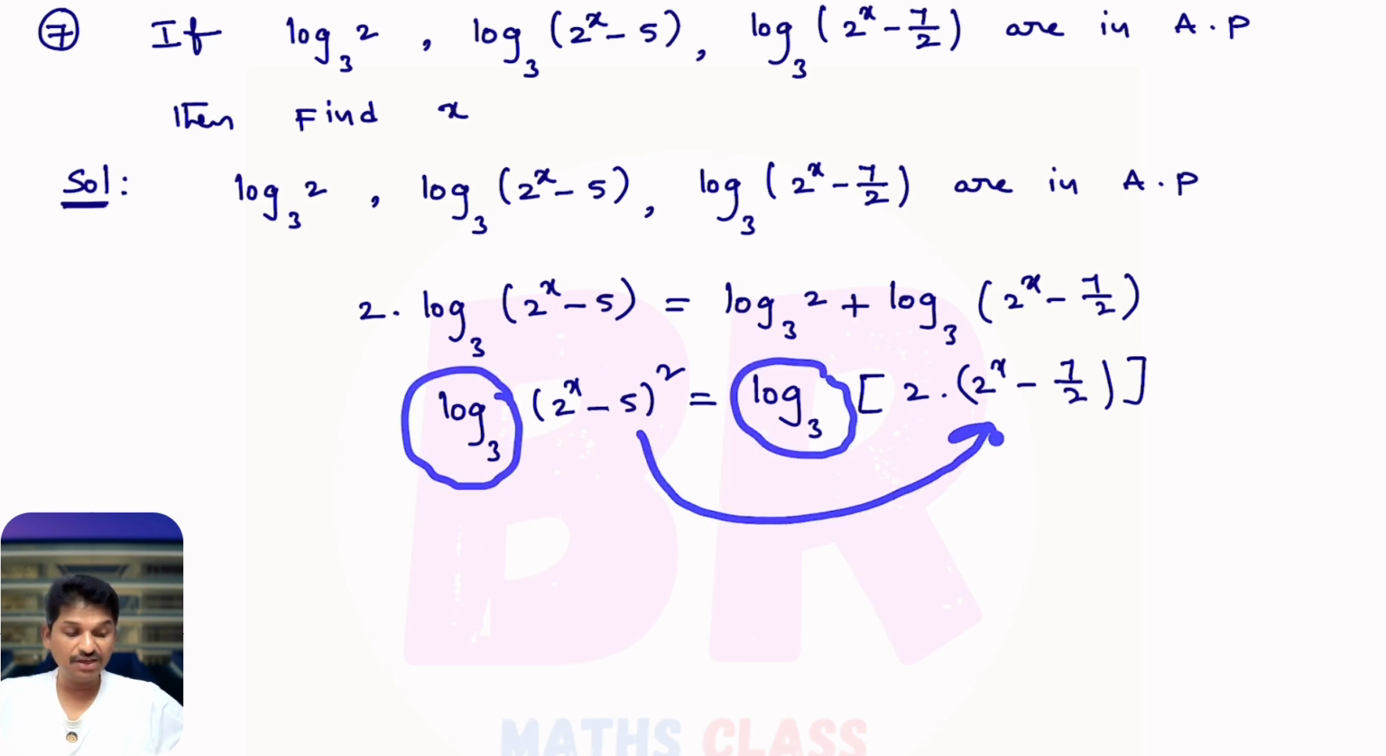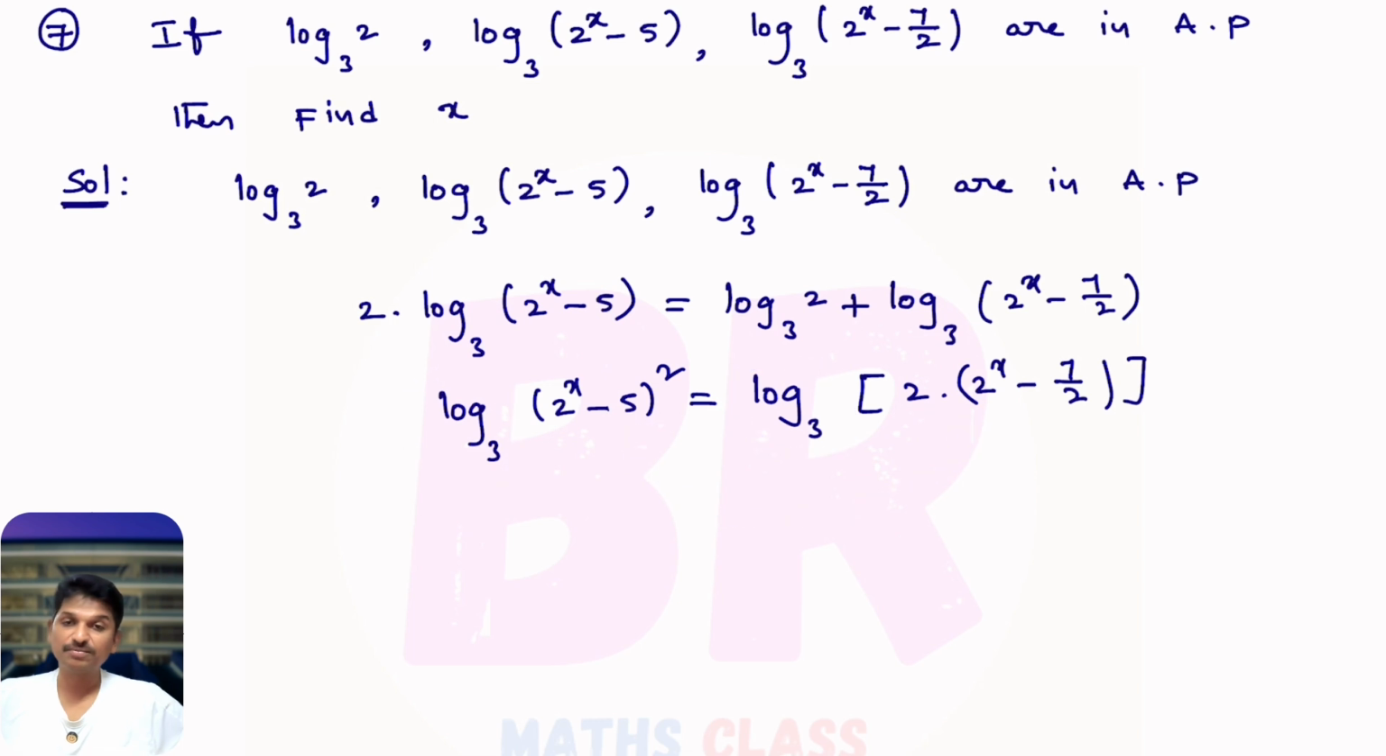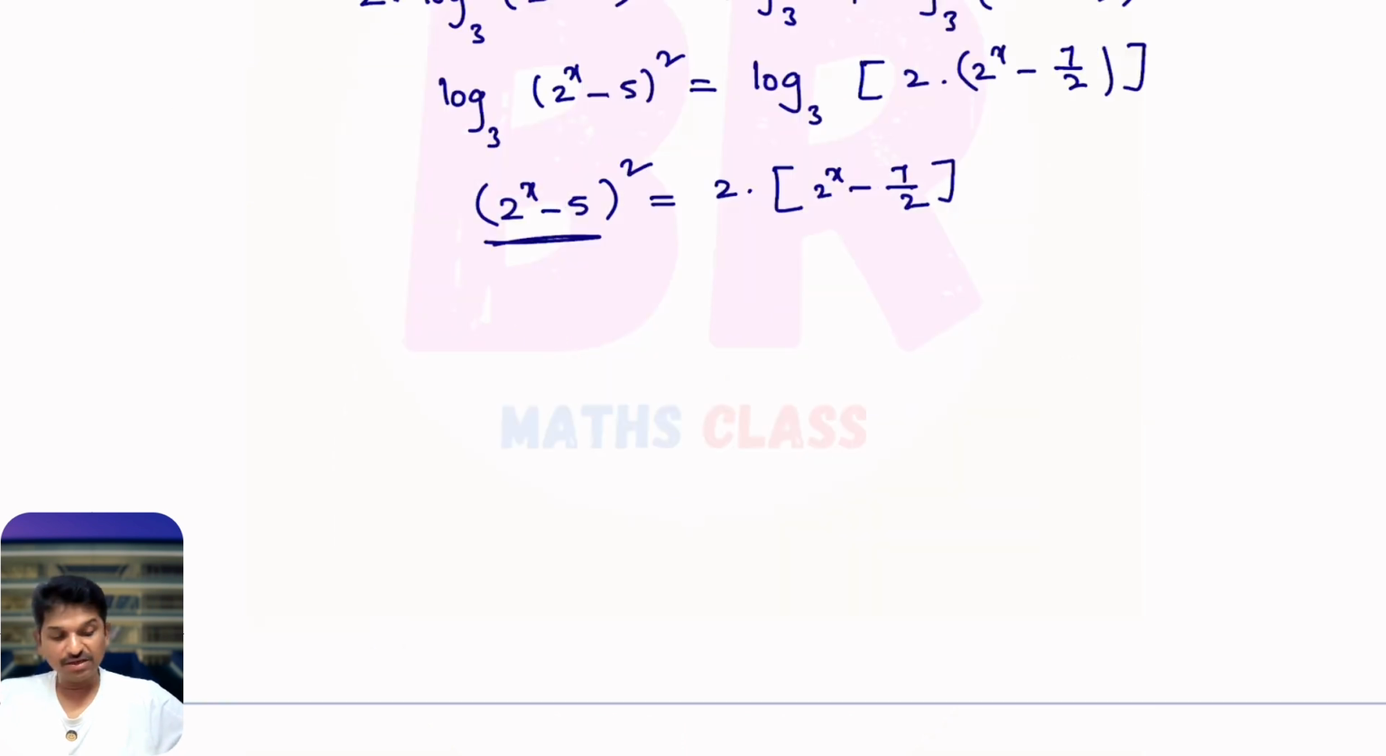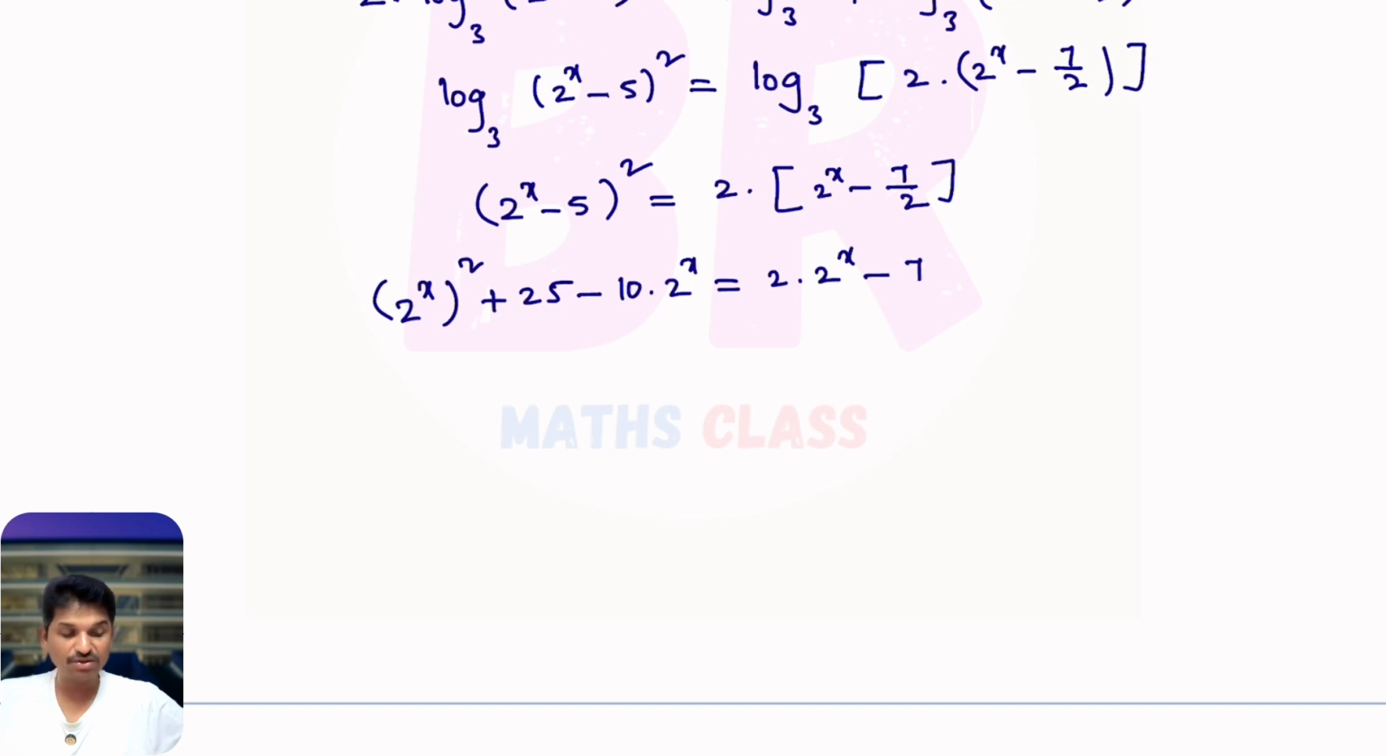So directly we can equate these two expressions. So what I can write here is (2^x - 5)^2 = 2(2^x - 7/2). Further, you expand this, what you will get? (2^x)^2 + 25 - 10 times 2^x = 2 times 2^x - 2 into 7/2, that is 7.